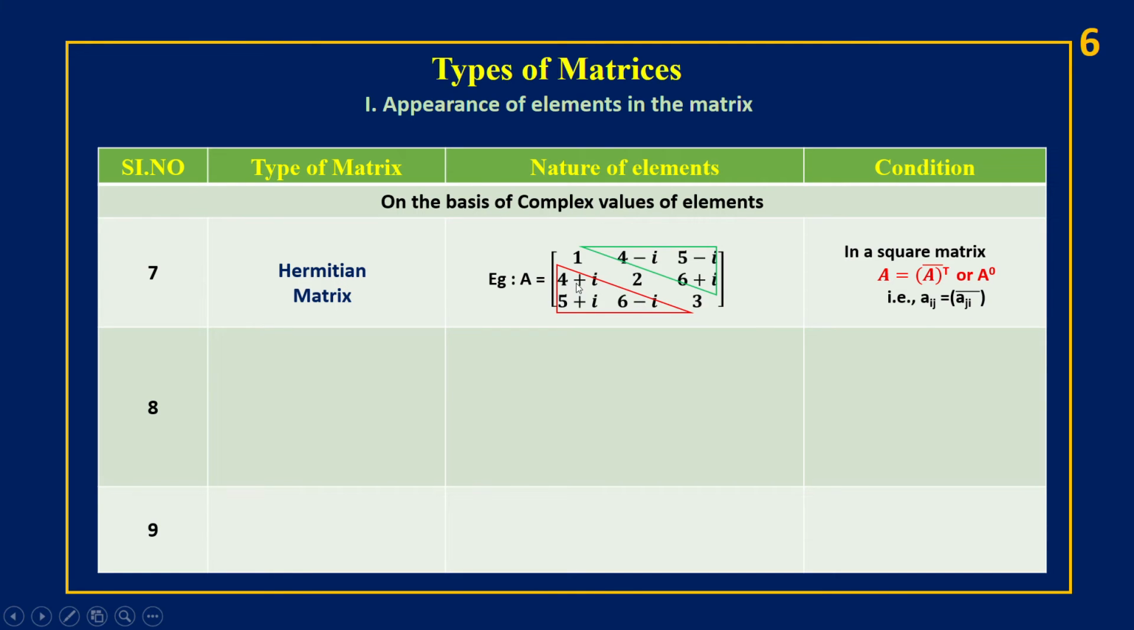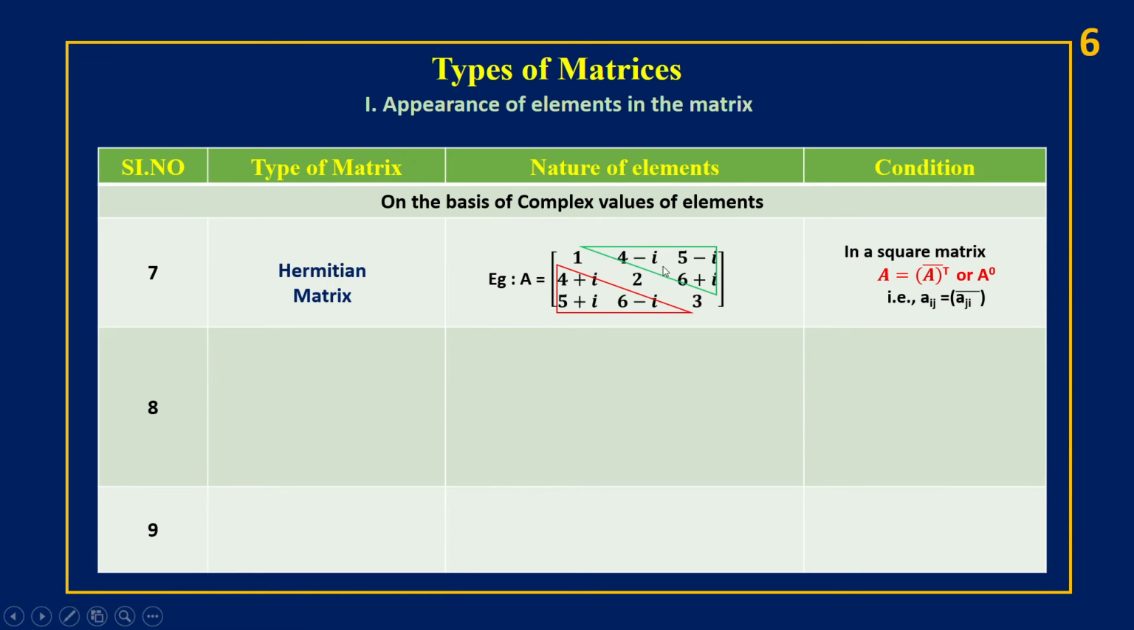Here, this element is the conjugate of this element, and this element is the conjugate of this element, and this element is the conjugate of this element. So here A21 is the conjugate of A12, and A31 is the conjugate of A13. Like that, here A32 is the conjugate of A23. So thus we can define the condition for the Hermitian matrix.